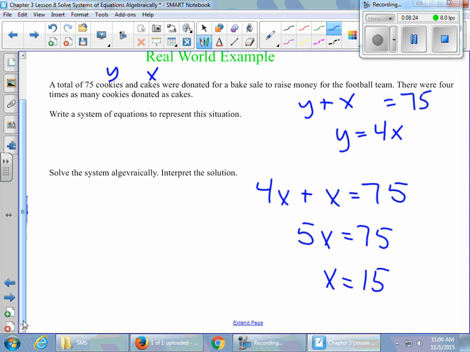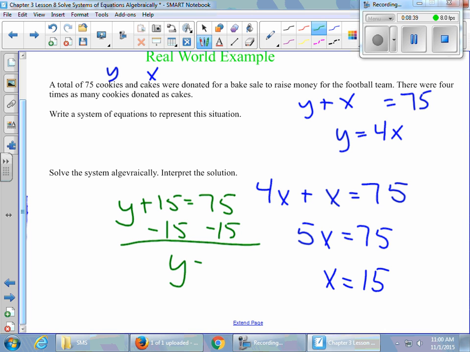So let's plug back in. We're going to substitute the 15 in for x. So now we have y plus 15 equals 75. Subtract 15 from both sides. That's going to give us y equals 60.